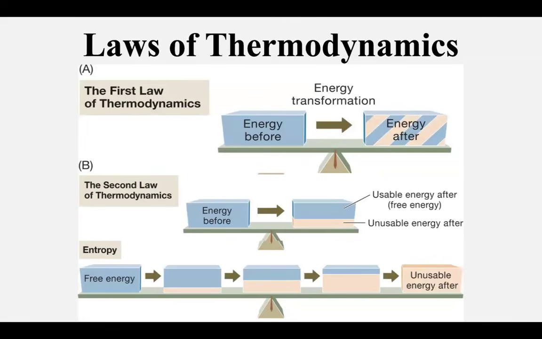So there are two laws of thermodynamics. The first law is that energy can neither be created nor destroyed, commonly referred to as the law of conservation. So it's basically saying that in a closed system, energy will be transformed from one system to another or from one form to another. However, the total amount of energy before and after will still be the same.